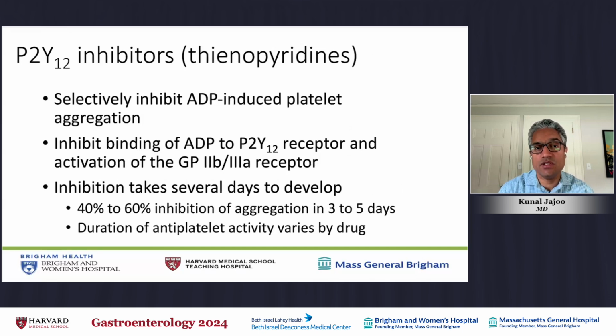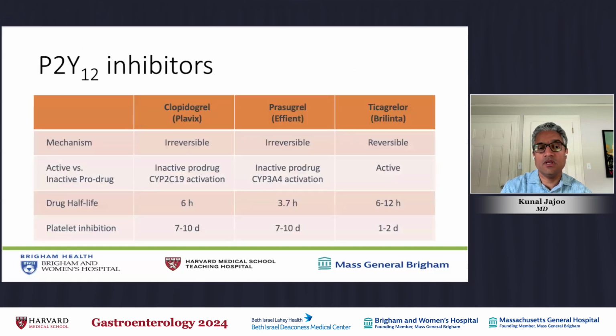Switching gears from aspirin to the thienopyridines or the P2Y12 inhibitors. These selectively inhibit ADP-induced platelet aggregation. They do so at the level of the P2Y12 receptor and inhibit activation of the GP2B3A receptor. This inhibition takes several days to develop, with about 40 to 60% inhibition of aggregation in 3 to 5 days of use of these medications. And the duration of antiplatelet activity varies by drug. And so we'll talk about that a little bit.